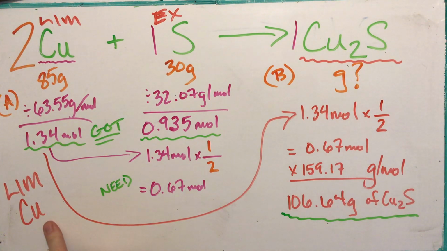So A, copper was the limiting reagent. B, my maximum yield is 106.64 grams of copper 1 sulfide. All right? No problems. I'll leave that up for a moment. Pause the video if you need to get that down or take a second look at it. I'm going to do our last problem.